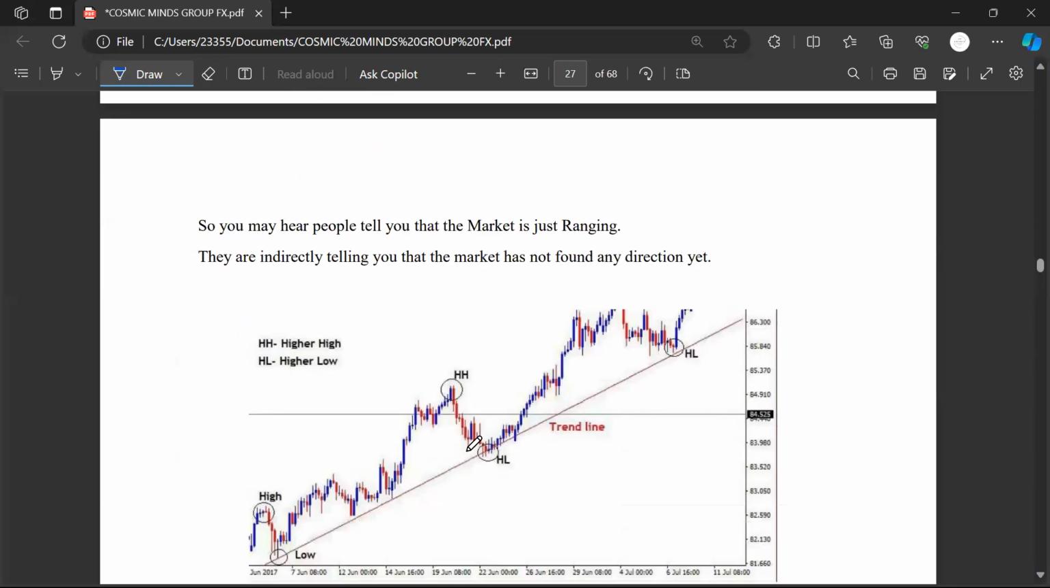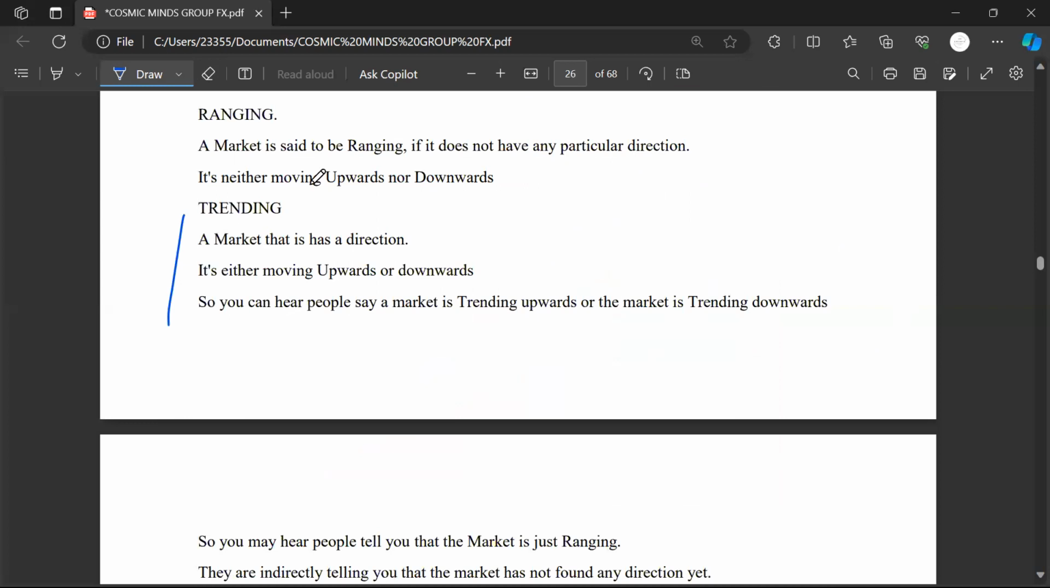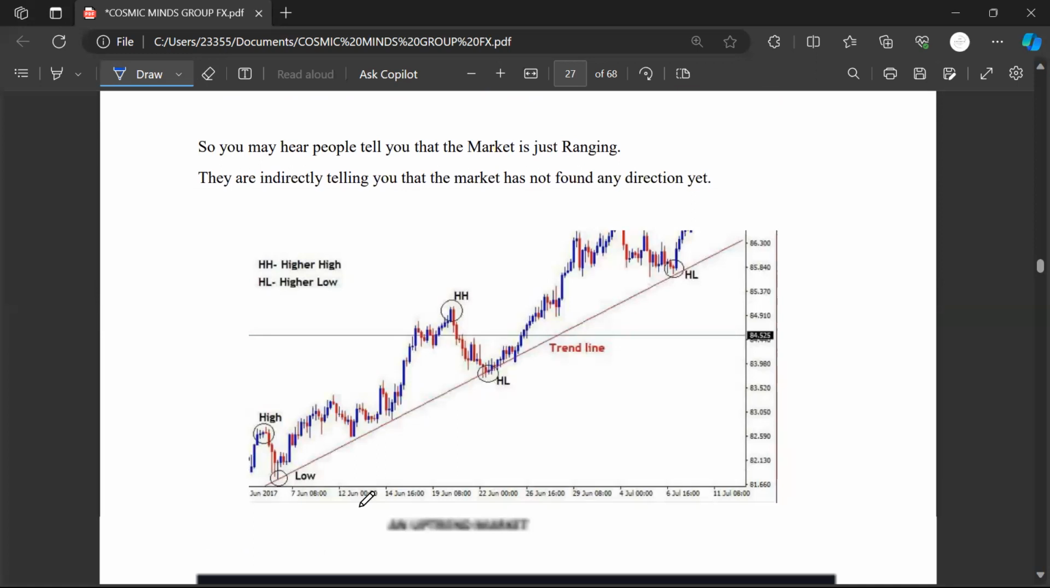So we look at some graphical representation. Look at it. You may hear people tell you that the market is just ranging. They are indirectly telling you that the market has not found any direction yet, right? That is what is above there. So we have done a ranging market and this is the trending one. So this is a trending market. A trending market is either going up or down, right? That is what it means. A trending market is either going up or going down.